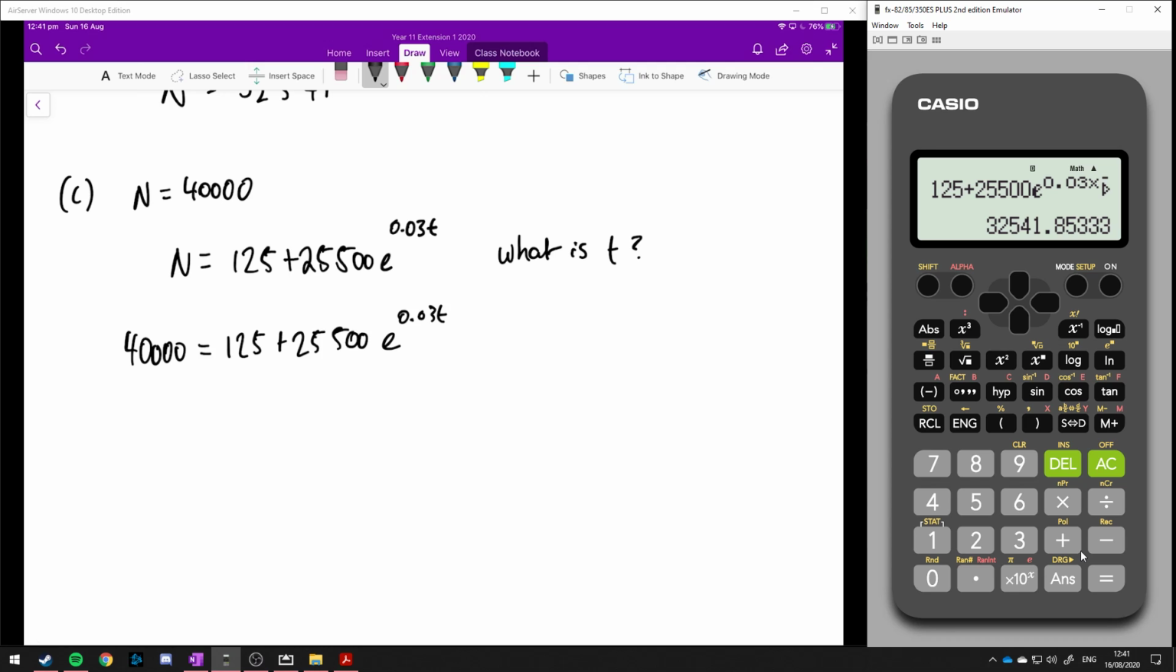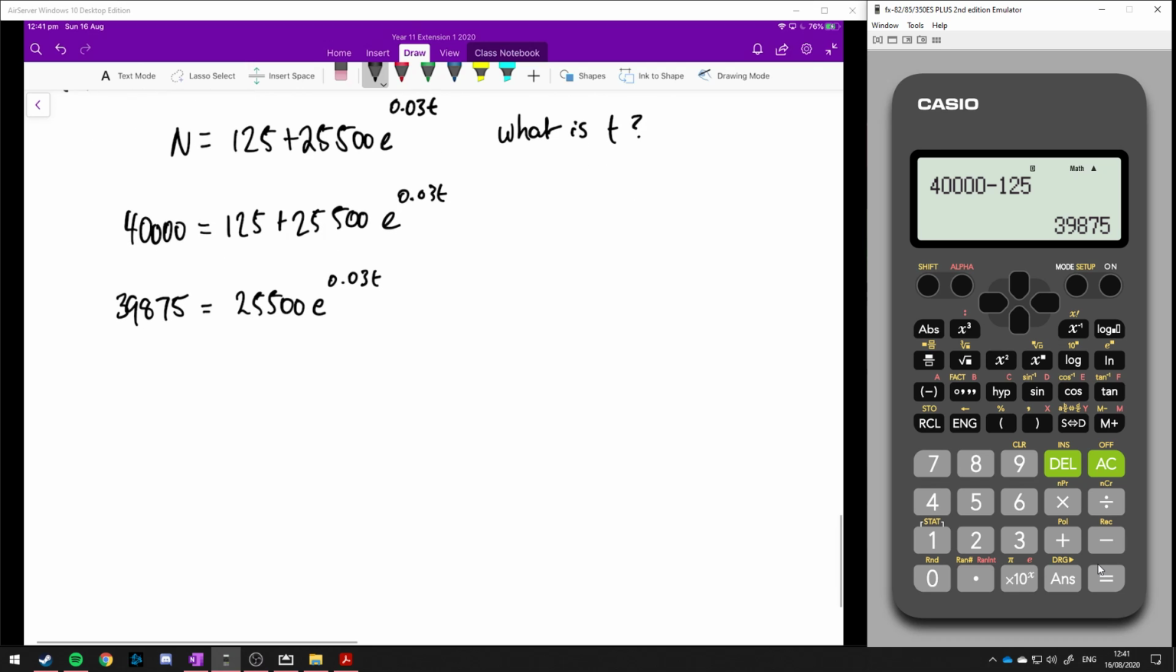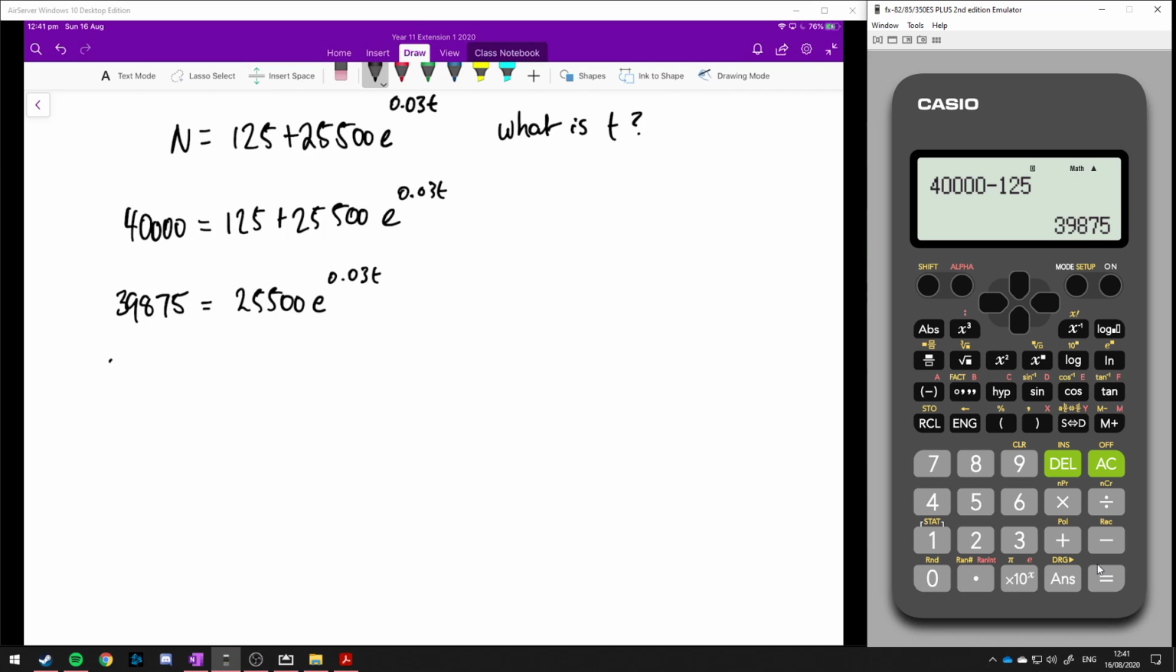So it's going to be something similar to what we've done already. So subtract 125. So 40,000 minus 125 equals 39875, which is equal to 25500 e to the 0.03t. Okay, dividing both sides by 25500, so we get 39875 over 25500, and we're just going to leave this in exact form again, equals e to the 0.03t.